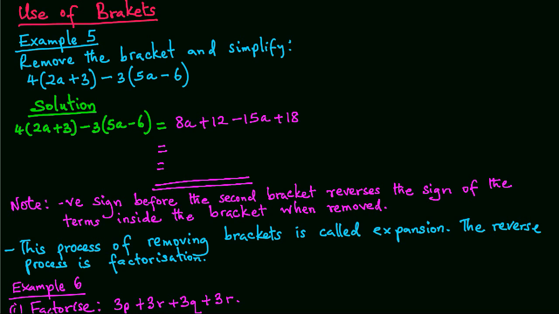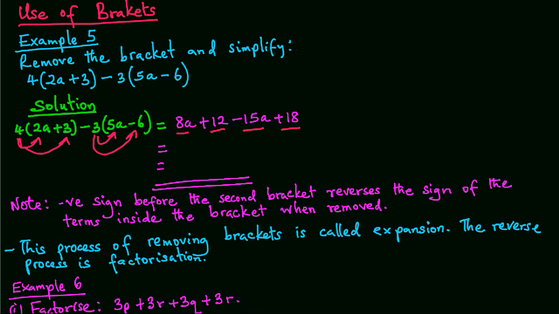So in this case, we have 4 times 2a gives us 8a plus 4 times 3 will be 12. Then minus 3 times 5a for the second bracket will give us minus 15a, and minus 3 times minus 6 will give us plus 18.